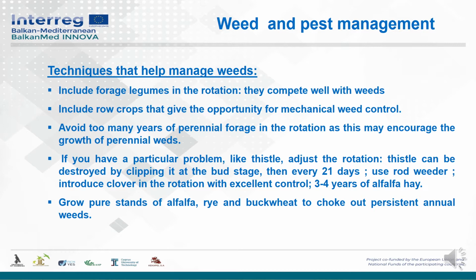If you have a particular problem like thistle, adjust the rotation. Thistle can be destroyed by clipping it at the bud stage. Then, every 21 days, use a rod weeder. Introduce clover in the rotation with excellent control. 3 to 4 years of alfalfa hay.